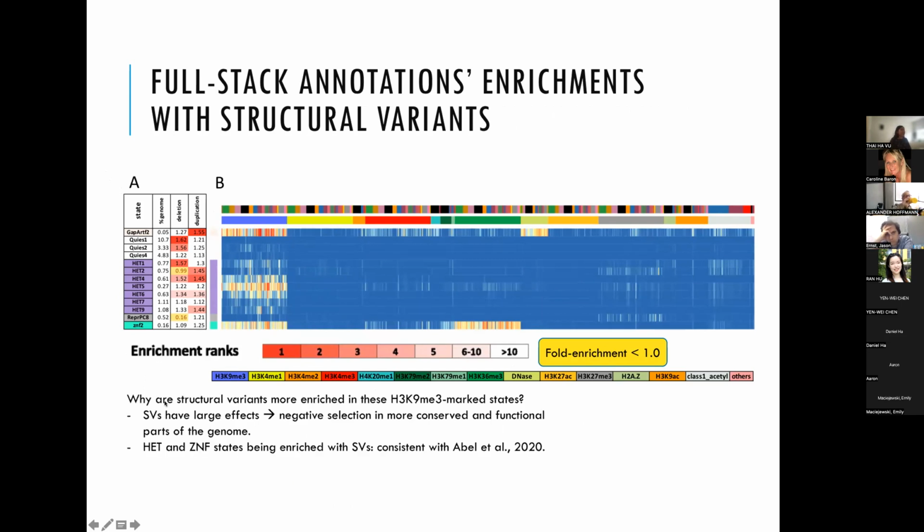We can ask ourselves, why are structural variants more enriched in H3K9me3-associated states? One of the reasons is that structural variants have really large effects, and therefore they face negative selection in more conserved and functional parts of the genome. Therefore we see them enriched in the less conserved, less functional parts, which correspond to quiescent and heterochromatin states. At the same time, our findings are consistent with previous findings that heterochromatin and zinc finger states are enriched in structural variants.